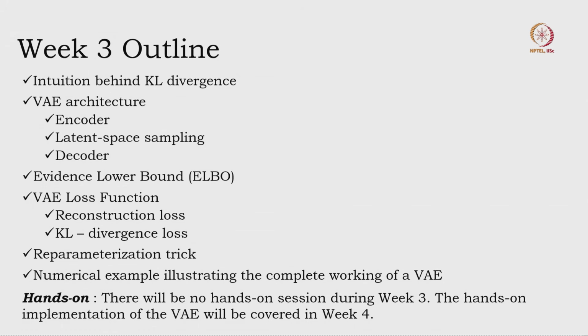Under this loss function, there are 2 components. One is reconstruction loss, second is KL divergence. Then we will be looking into the reparameterization trick. Towards the end of this week, we will solve one numerical example so that the complete working mechanism of variational autoencoder will be clear.